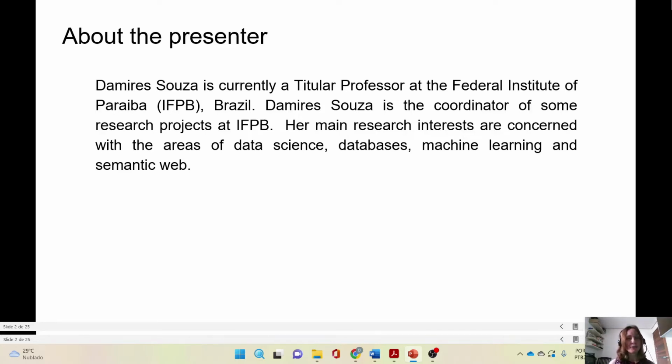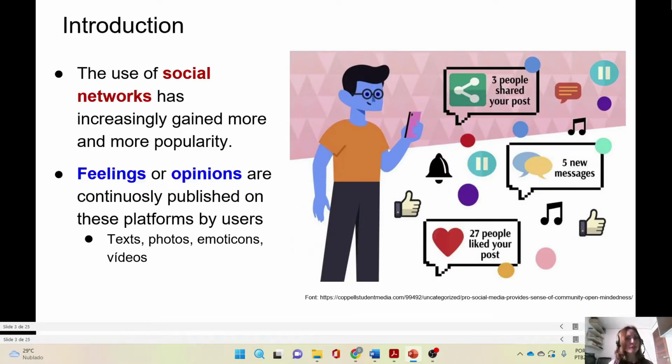Okay, so today we are going to talk a little bit about data science, but we are going to focus on the use of social networks, which has increasingly gained more and more popularity. In this slide, feelings or opinions are continually published on these platforms. How? By means of text, photos, emoticons, videos, and other ones.